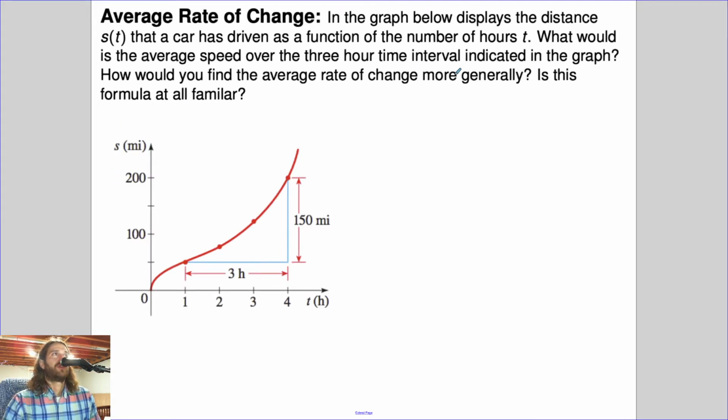Okay, the graph below displays the distance s of t that a car has driven as a function of the number of hours, t. What is the average speed over the 3-hour time interval indicated in this graph? How would you find the average rate of change more generally? Is this formula familiar? So we have an area of time that's presented in this graph, right? And so you want to look at the average rate of change here.